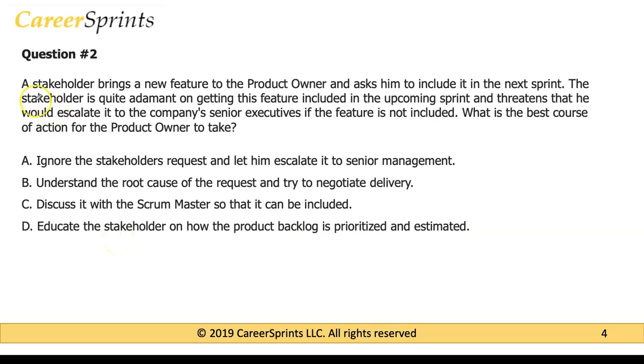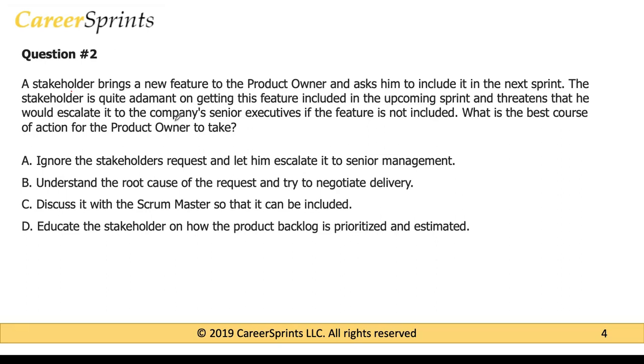So question number 2. A stakeholder brings a new feature to the product owner and asks him to include it in the next sprint. The stakeholder is quite adamant on getting this feature included in the upcoming sprint and threatens that he would escalate it to the company's senior executives if the feature is not included. What is the best course of action for the product owner to take?